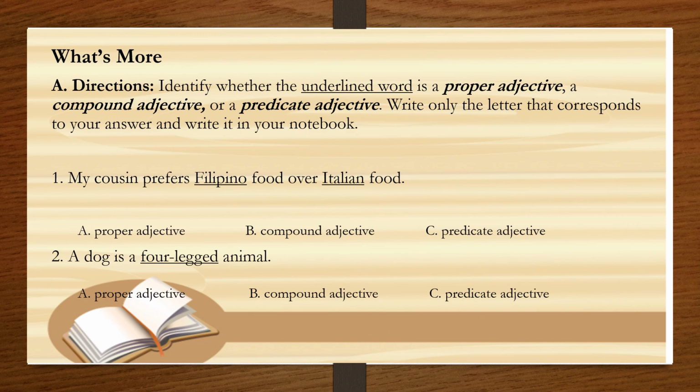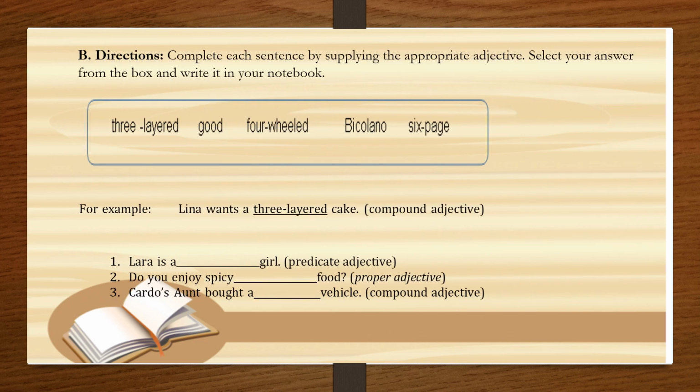For number 2, a dog is a four-legged animal. A. Proper adjective. B. Compound adjective. And C. Predicate adjective. Next, for letter B, complete each sentence by supplying the appropriate adjective. Select your answer from the box and write it in your notebook.